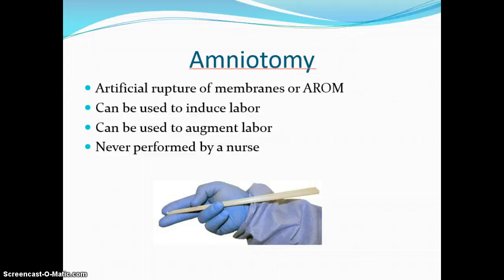With amniotomy, that is just artificial rupture of membranes, and we can use this to induce or augment labor, and it should never be done by a nurse. So our role in artificial rupture of membranes is going to be handing off sterile equipment. The woman has to be at least 1, if not 2, centimeters dilated to allow space for the amnio hook to be placed. What they're going to do is basically give a little tug on the membranes, and then she should have a gush of fluid.